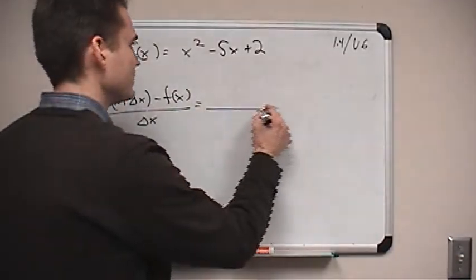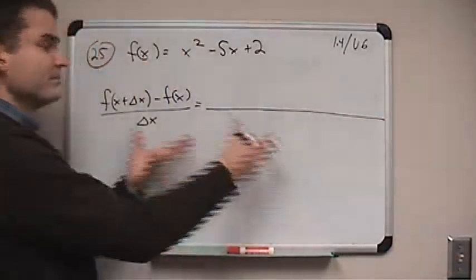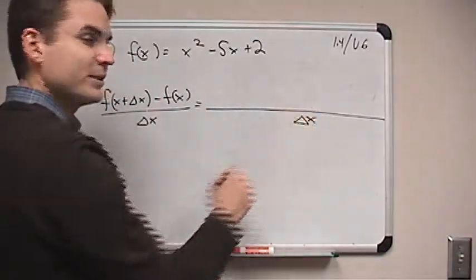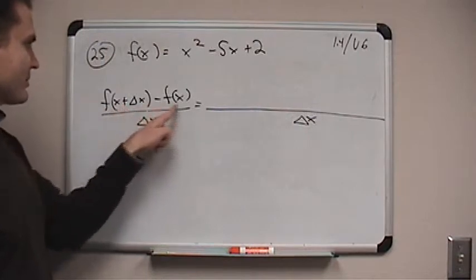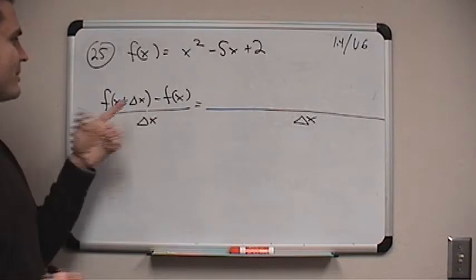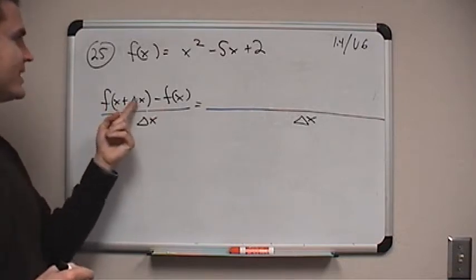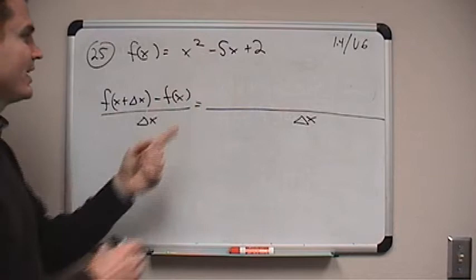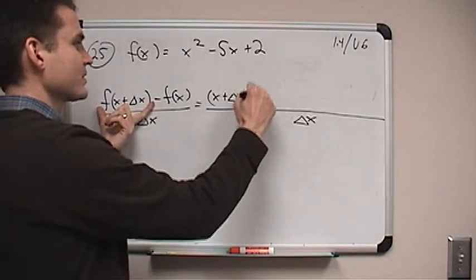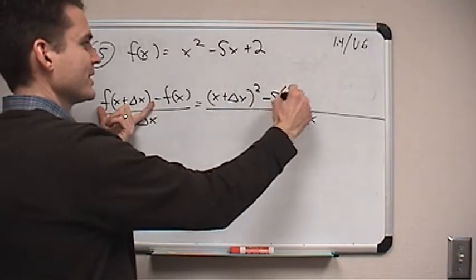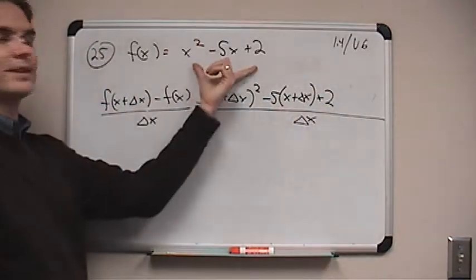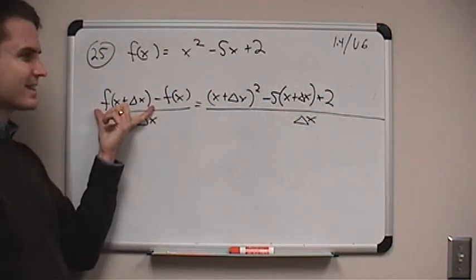Okay, so it's usually a little lengthy to write when you put something into this formula, so I'm going to give myself a big space here. In the denominator I've got this symbol delta x. And I've got to subtract two things here. Now this is the one that people always have a tough time with, but what I'm doing is I'm being asked to put x plus delta x into this function in place of x. So right here that's going to be x plus delta x squared minus 5 times x plus delta x, okay, plus 2.